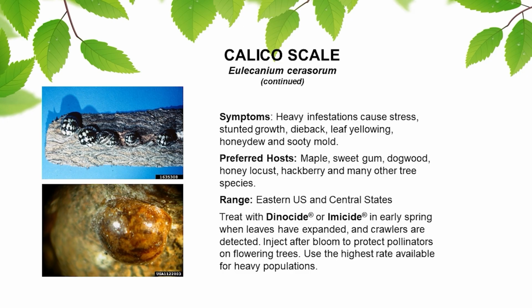Calico scale can be managed with a dinotefuran or imidacloprid treatment in early spring when the leaves have expanded and crawlers are detected. Inject after bloom to protect pollinators on flowering trees. Use the highest rate available for heavy populations.